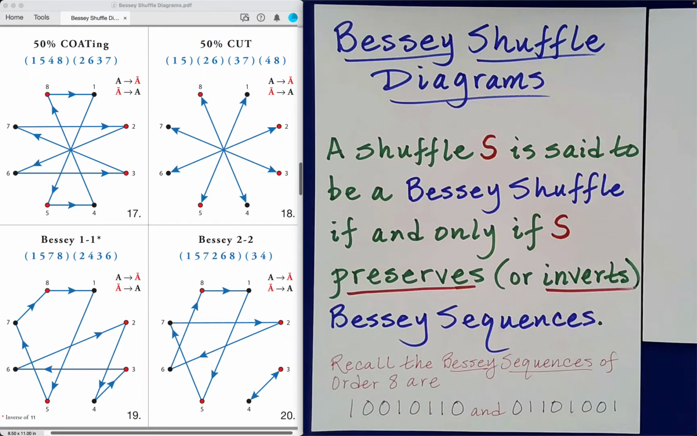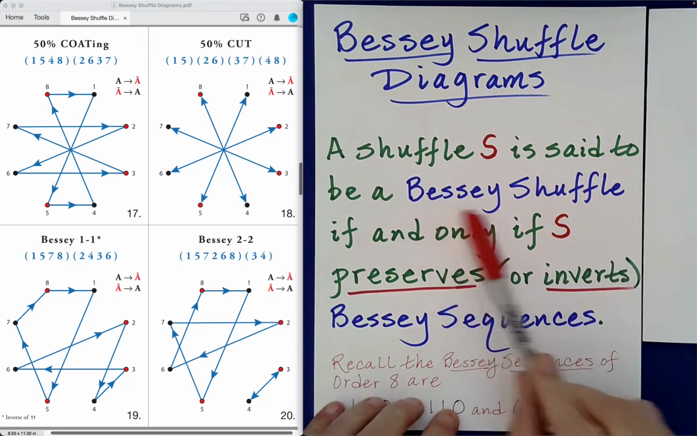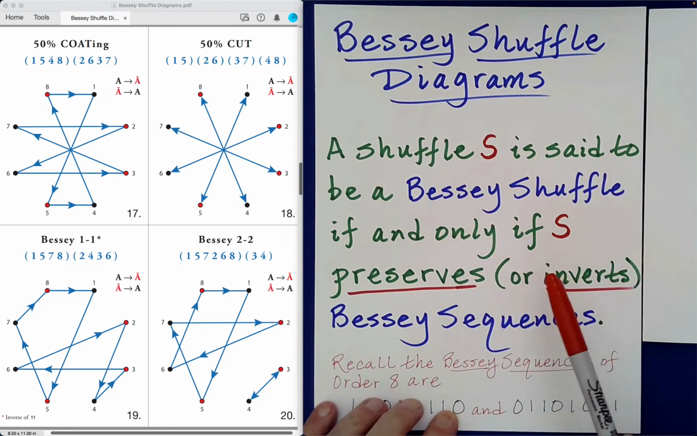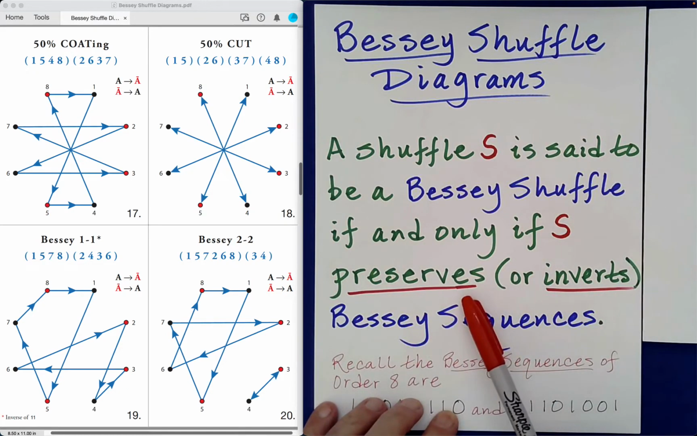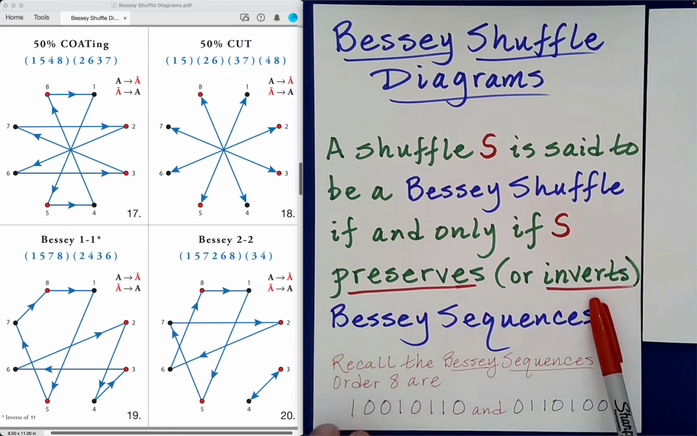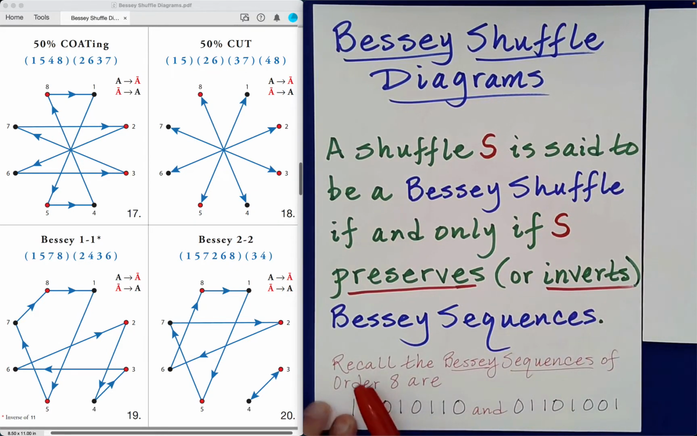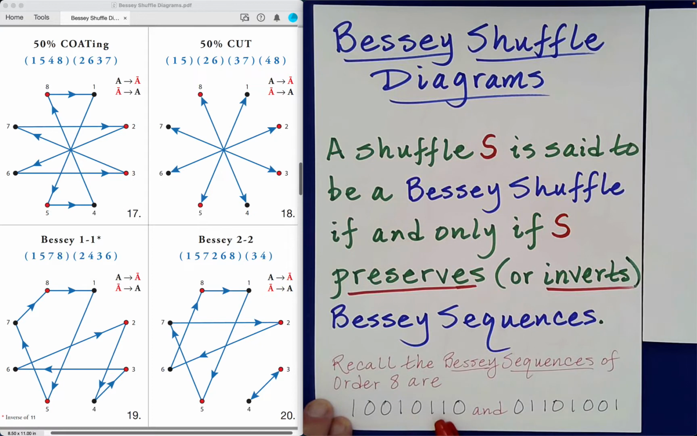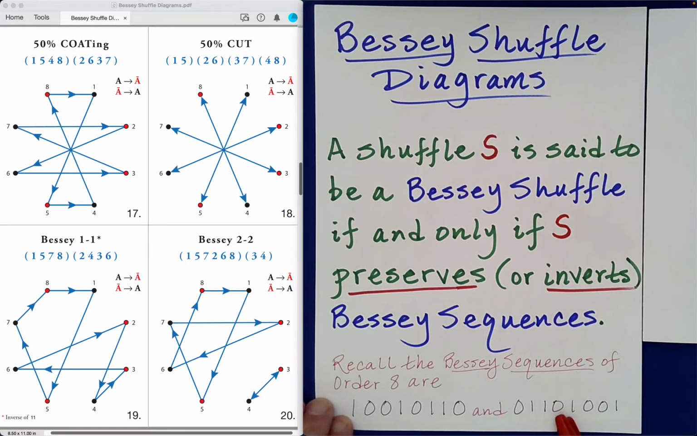This is the 5th video dedicated to Bessey Shuffle diagrams. As a reminder, a shuffle S is said to be a Bessey Shuffle if and only if S preserves or inverts Bessey sequences. Recall the Bessey sequences of order 8 are 1 0 0 1 0 1 1 0 and its inversion 0 1 1 0 1 0 0 1.